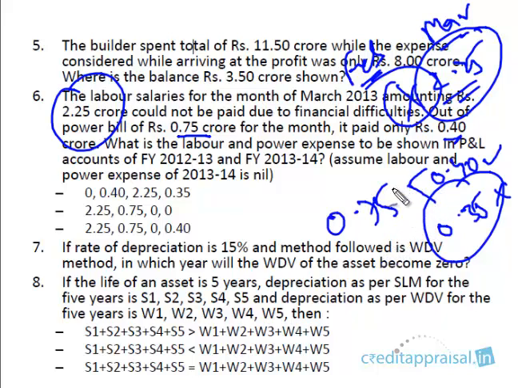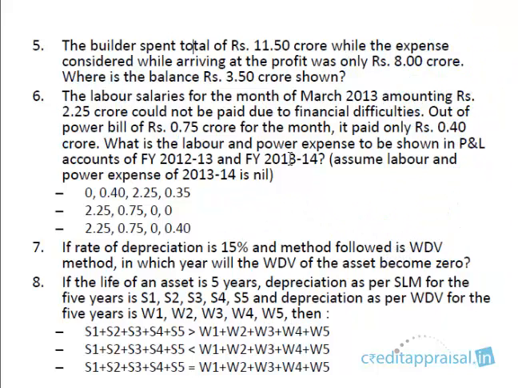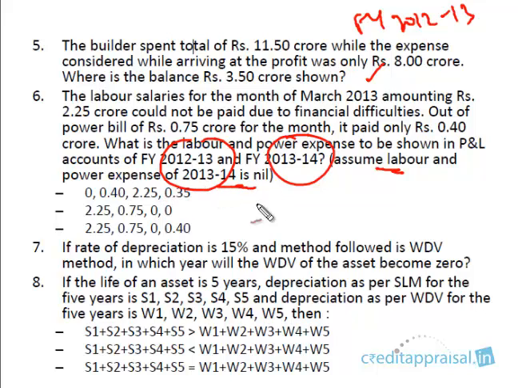So the question is, what is the labor and power expense to be shown in the P&L accounts of 2012-13 and 13-14? This expense is pertaining to March 2013, that is financial year 2012-13. So what is the labor and power expense to be shown in the P&L account of 12-13 and 13-14? Assuming labor and power expense of 13-14, let us not be worried about the expenses for the next year, but let's focus on the expenses of this year only.